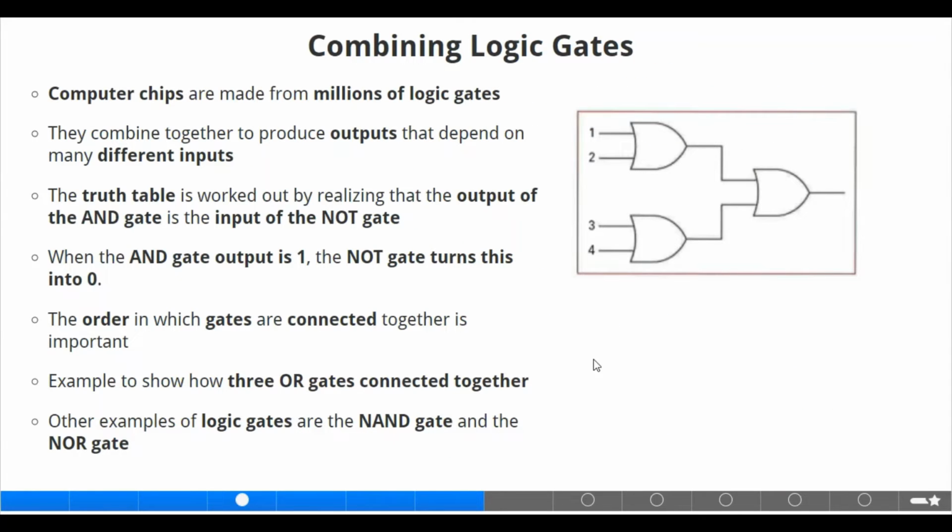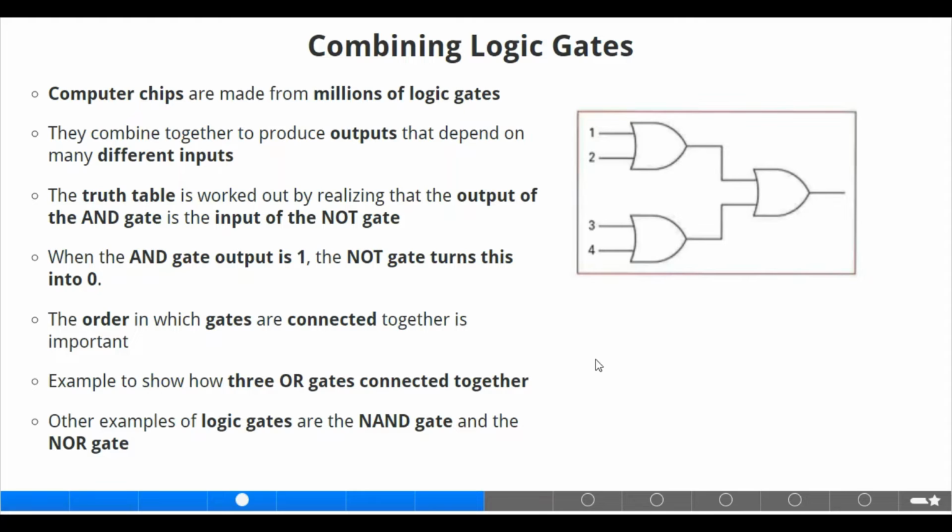So, combining logic gates. How do we combine logic gates? Computer chips are made from millions of logic gates. They combine together to produce outputs that depend on many different inputs. The truth table is worked out by realizing that the output of the AND gate is the input of the what? Of the NOT gate.